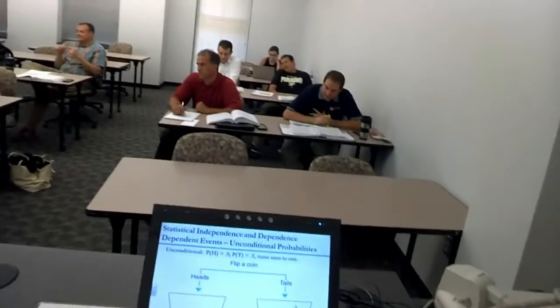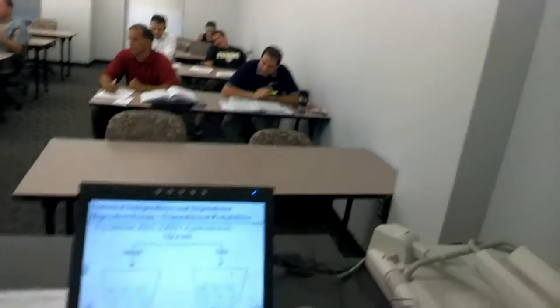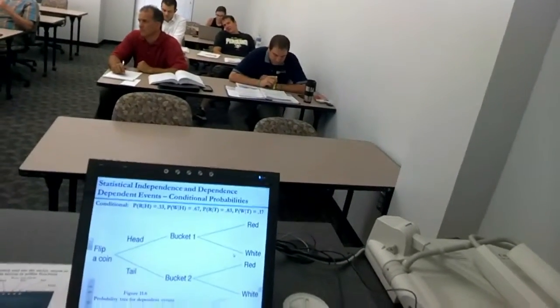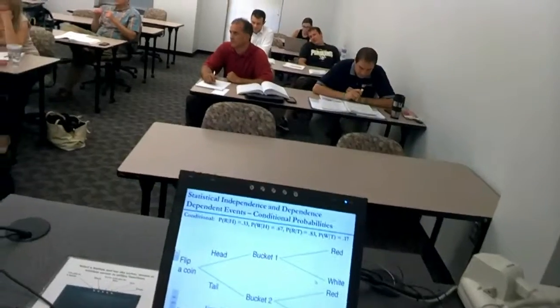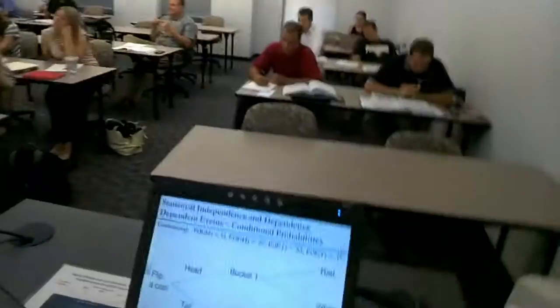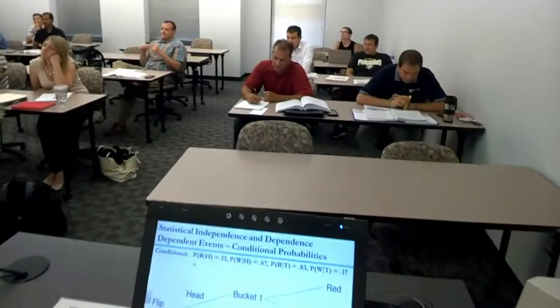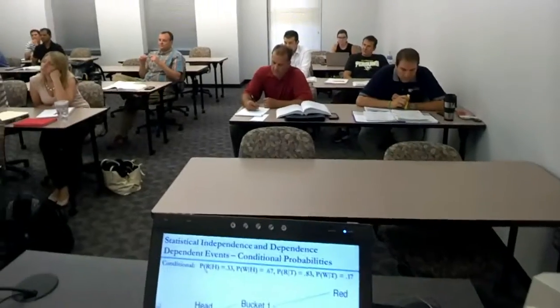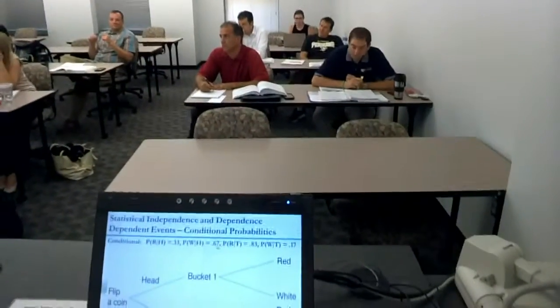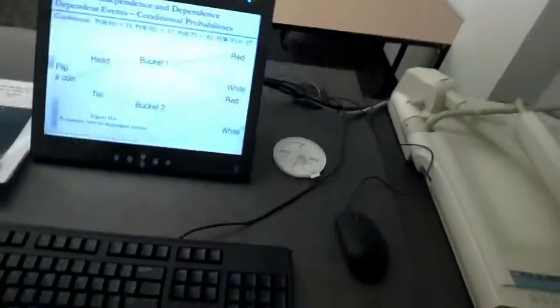So again, the probability of a head is 50%. The probability of a tail is 50%. Now let's go through, and what are the chances of getting a red, a white? If I flip it and I get a head, here the conditional probability is conditional upon what? Conditional upon the flip of the coin. So the probability of getting a red ball, given that I threw a head, is 33%. The probability of getting a white ball, dependent upon the fact that I threw a head, is 67%, and so on and so forth, right?